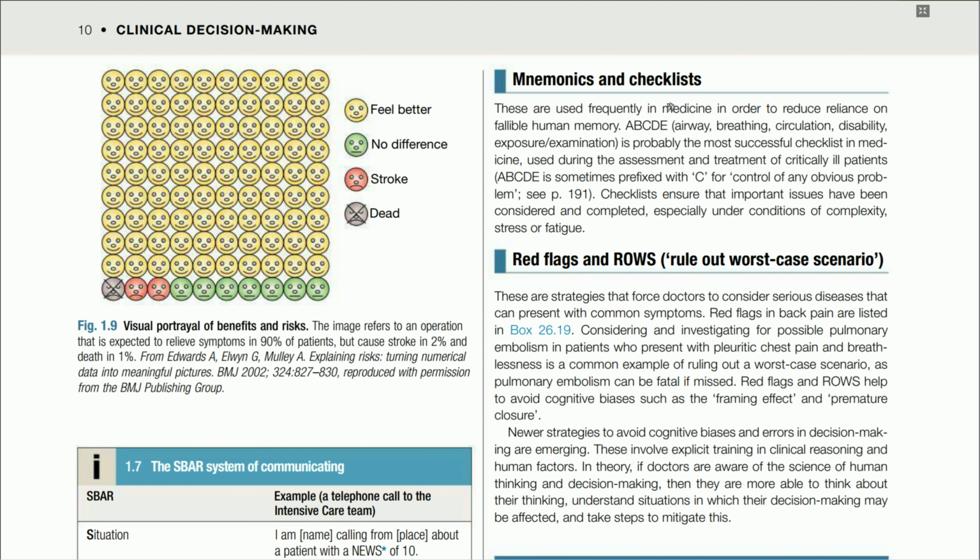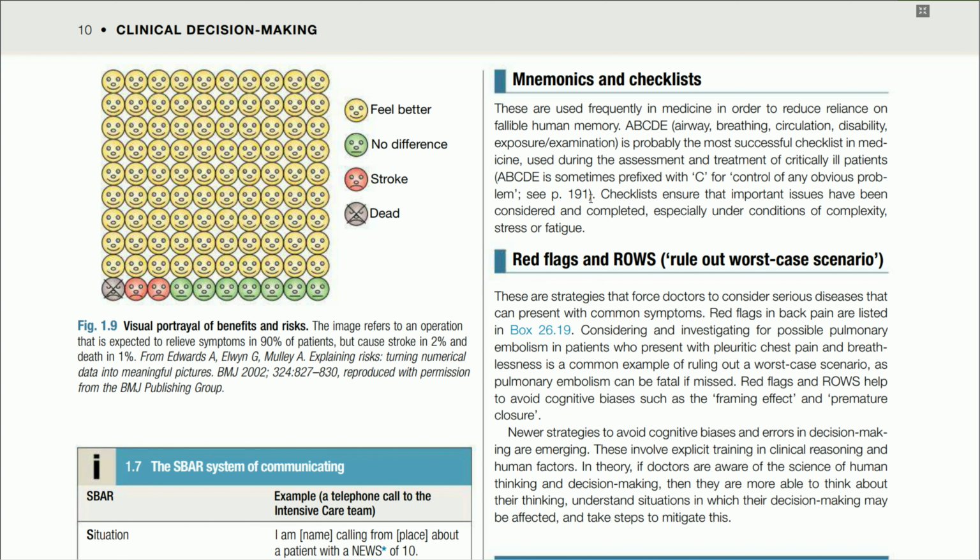Mnemonics and checklists. These are used frequently in medicine in order to reduce reliance on fallible human memory. A, B, C, D, E: A for airway, B for breathing, C for circulation, D for disability, and E for exposure or examination is probably the most successful checklist in medicine, used during the assessment and treatment of critically ill patients. A, B, C, D, E sometimes prefixed with C for control of any obvious problem.